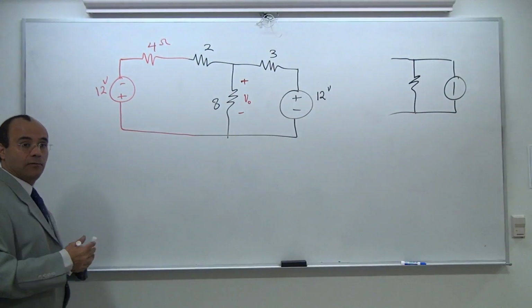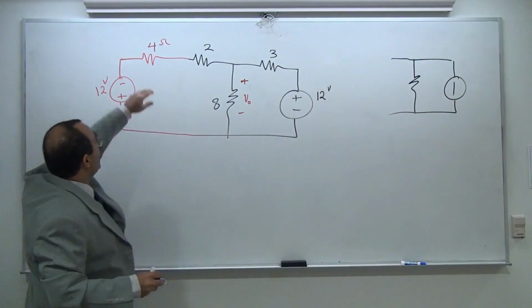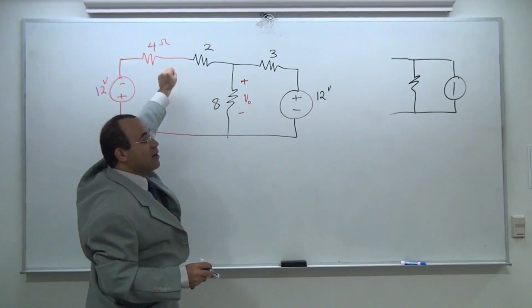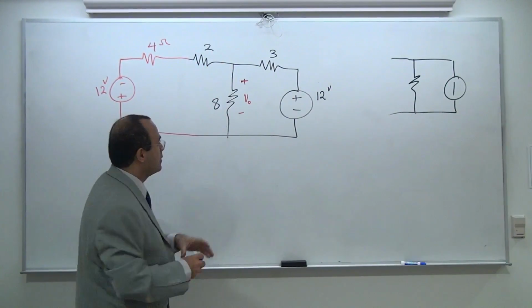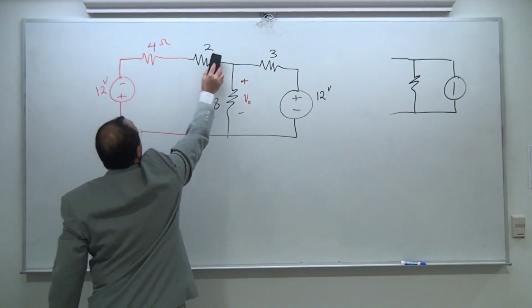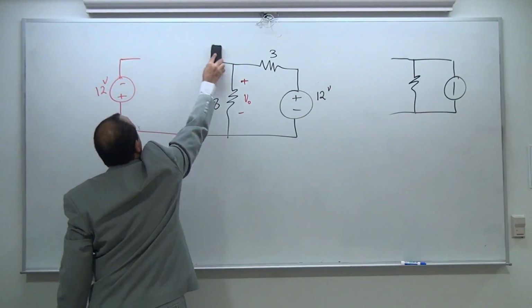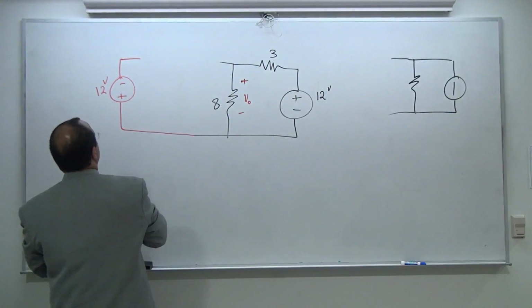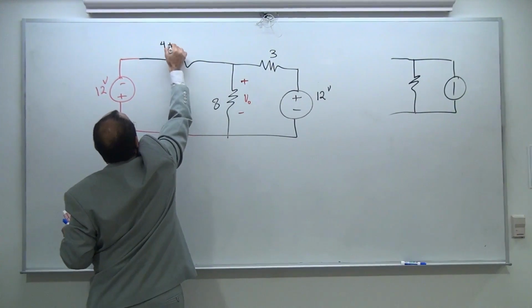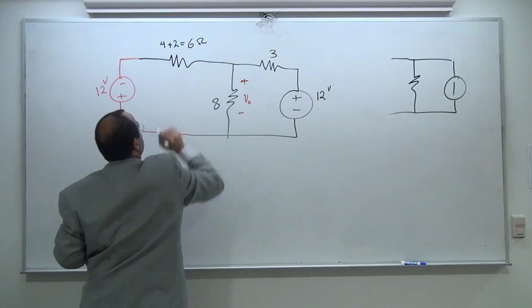What do I see now? Why did I do this? I did this because I wanted to have 4 and 2 be in series. Now that they are in series, I'm allowed to sum them up. They are in series, so I'm going to change that. This 4 and 2 is going to be 6. I'm going to have this. It's 4 plus 2 equal to 6 ohm.